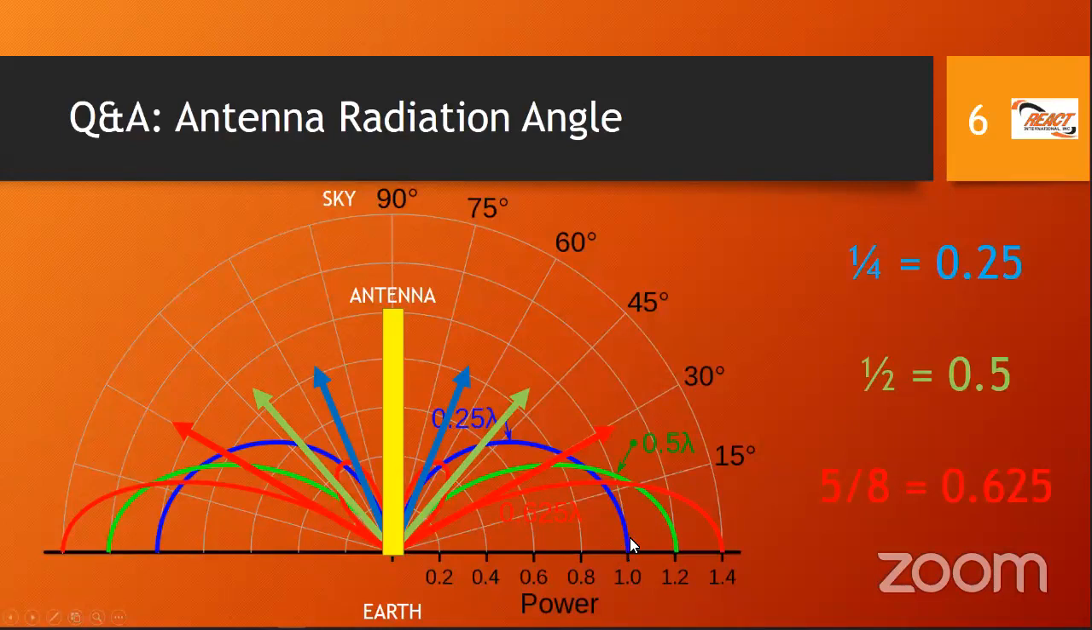So the quarter wavelength antenna gets us this far. The half wavelength antenna gets us even further, and yet further still, the 5/8 wave antenna, which is a longer antenna, right? But notice I put the arrows in this direction as well, just to illustrate that.